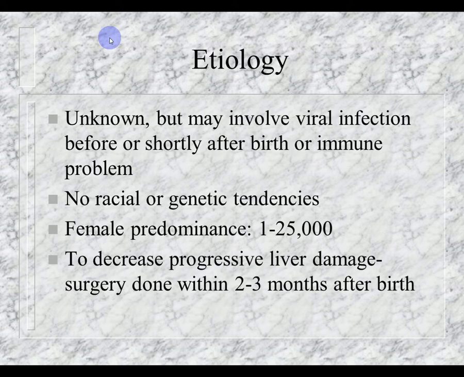Etiology is unknown. It may involve viral infections, particularly rubella, cytomegalovirus, and hepatitis A and B, that occur shortly before or after birth. There's no racial or genetic tendency. Female predominance, 1 in 25,000. And again, I cannot stress this part enough. To decrease progressive liver disease, surgery has to be done within 2 to 3 months after birth. That's a key, 2 to 3 months. If they wait past that time, it's almost just too late, and there's not much we can do about it to help them.